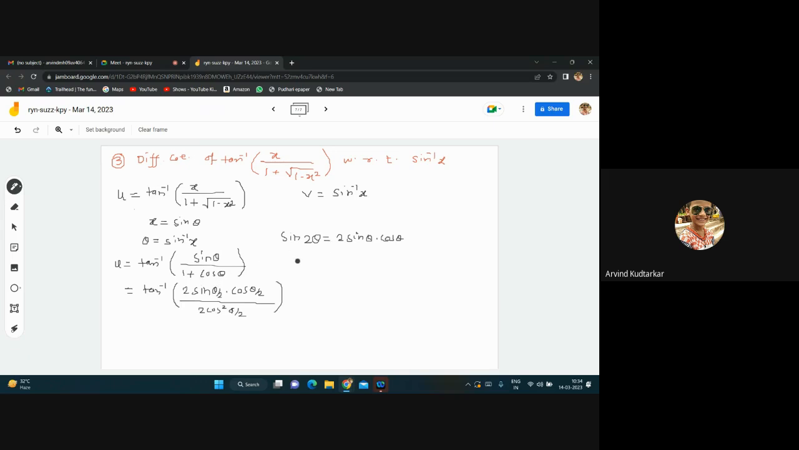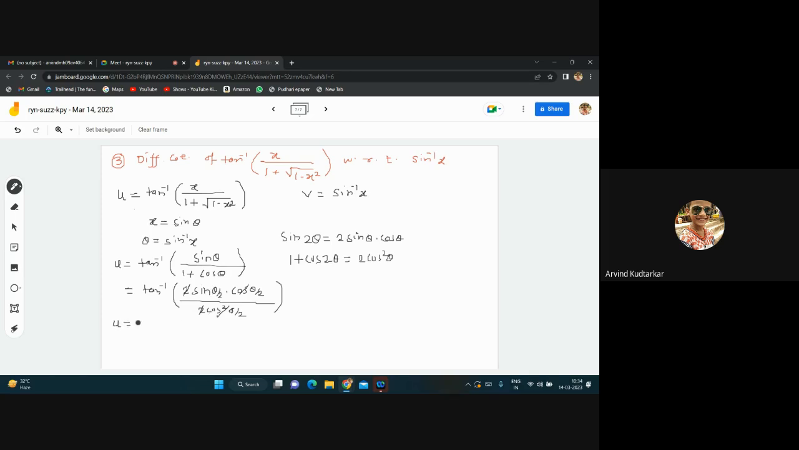And 1 plus cos theta, you know, here 1 plus cos of 2 theta is 2 cos square theta. And what about 1 minus cos of 2 theta? It is 2 sine square theta. So in this case, the 2s get cancelled, the cos gets cancelled, and there remains sine by cos, and it is tan.